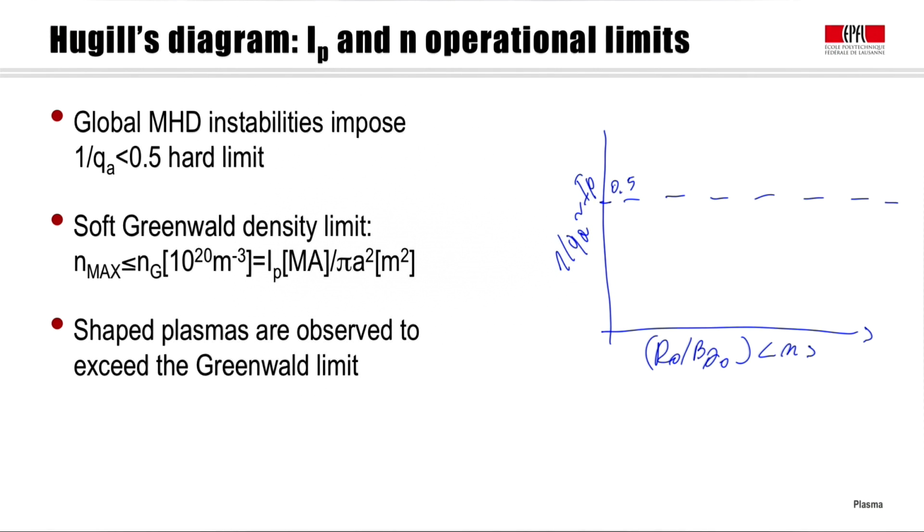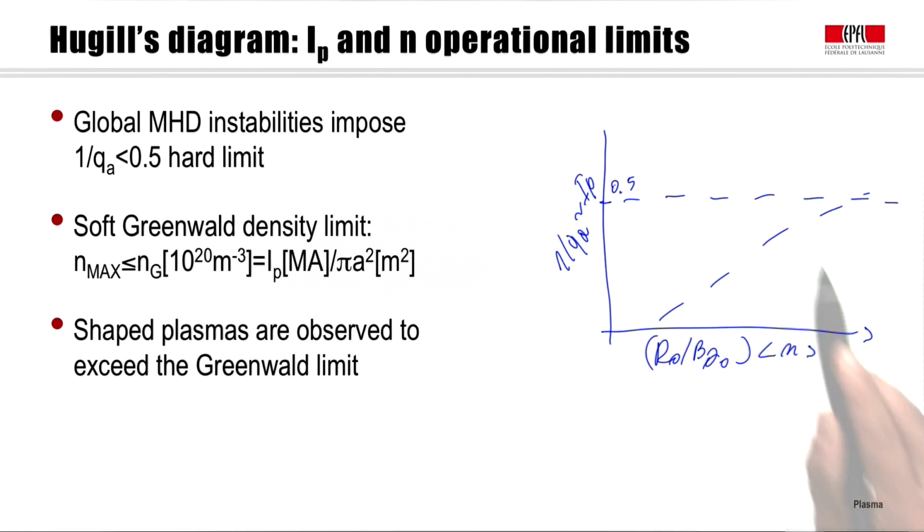Then we have a density limit, which is a soft limit. It's called the Greenwald density limit. This tells us that if we want to operate at a larger density, then we need to increase the plasma current, and correspondingly by increasing the plasma current we can work at a larger density. This is basically a line that is oblique in the y-x diagram.